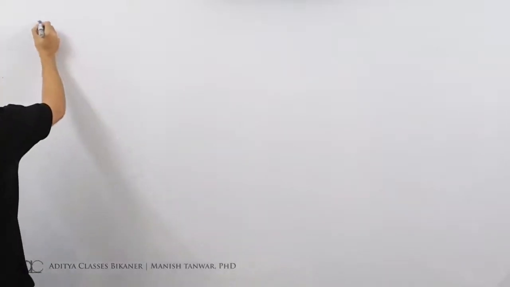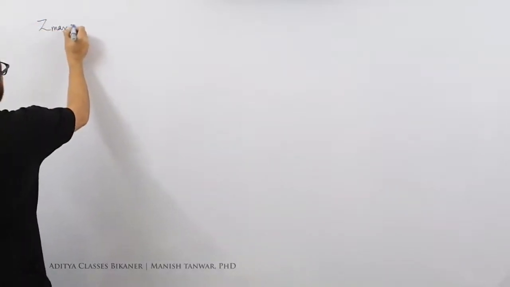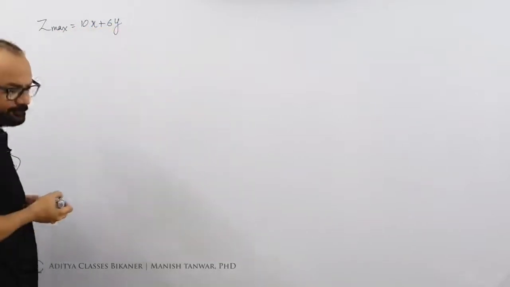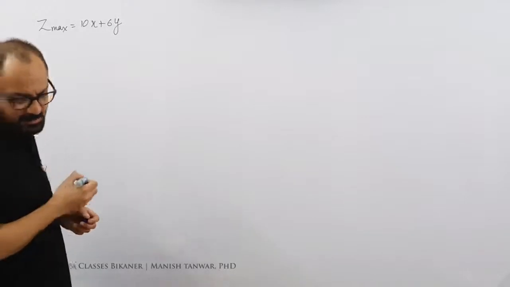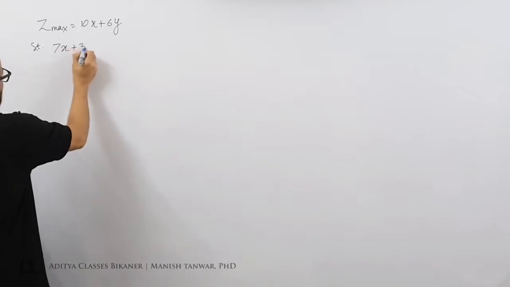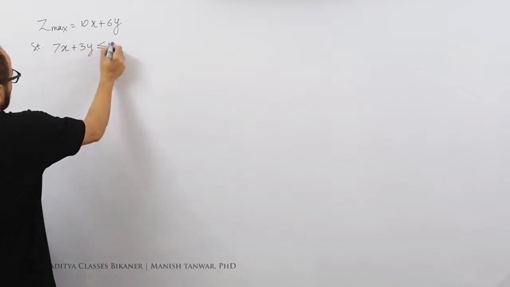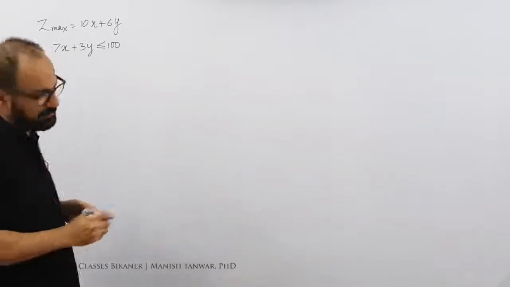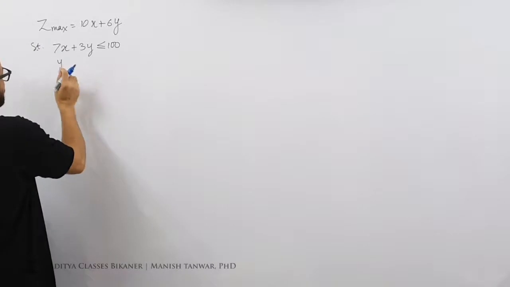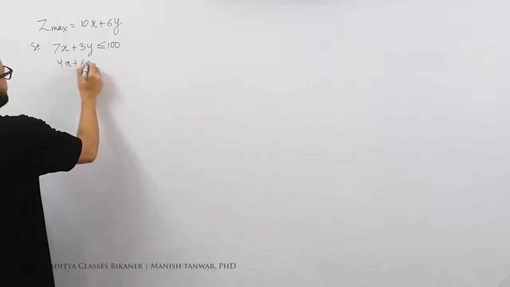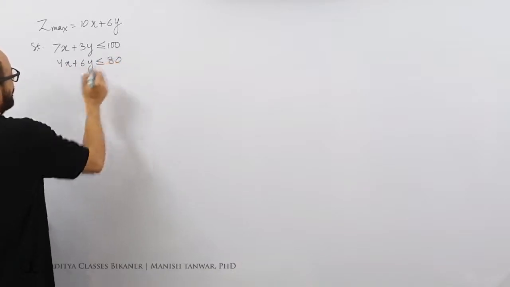So the question goes: Z max is equal to 10x plus 6y. Subject to certain constraints. The first constraint is 7x plus 3y less than or equal to 100, which is of type less than. Then there is 4x plus 6y less than or equal to 80.